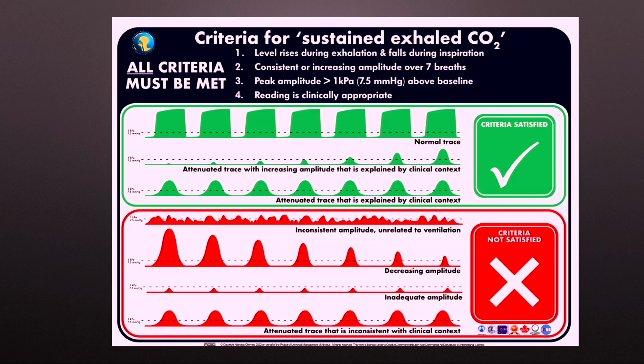This is stuff that the Brits have come up with. Just to run through it super fast, it relies on 4 criteria. 1, that the number goes up during exhalation, makes that waveform, and then goes down during inspiration, and that it doesn't just happen randomly as you see in this first red tracing. Number 2, that it has to either stay the same in terms of the end tidal number or go up over the course of 7 breaths.